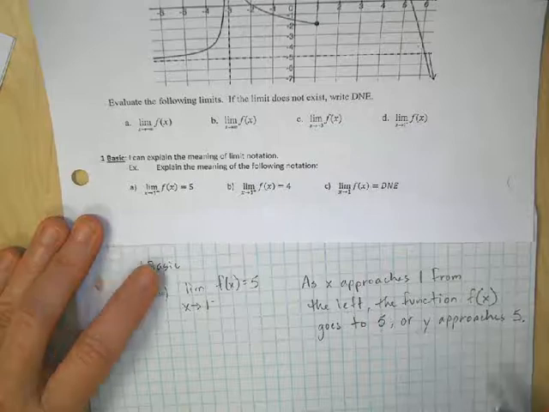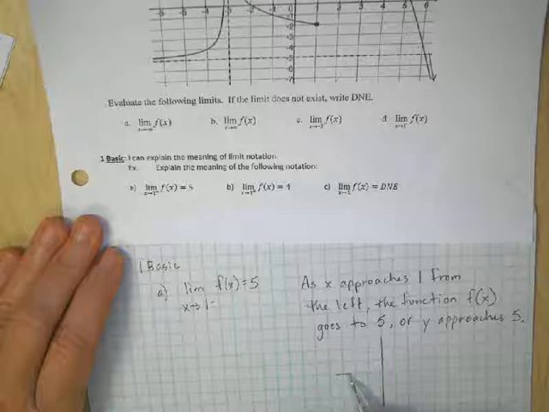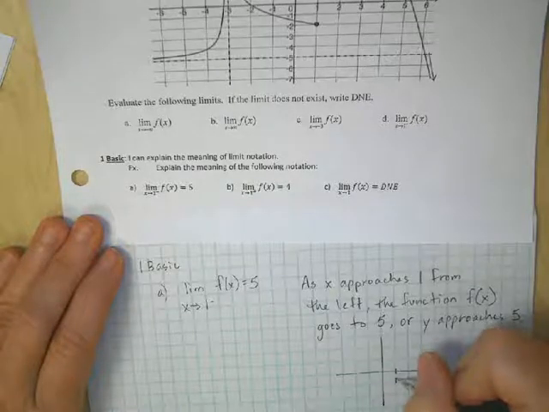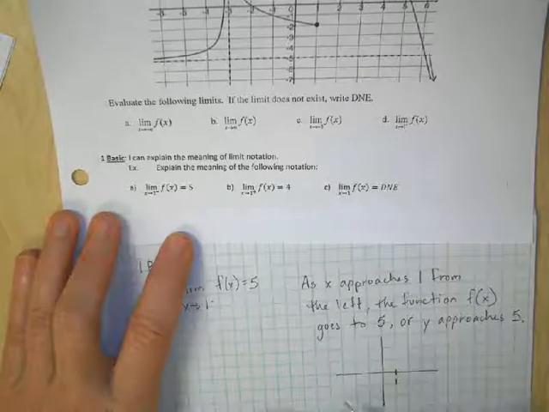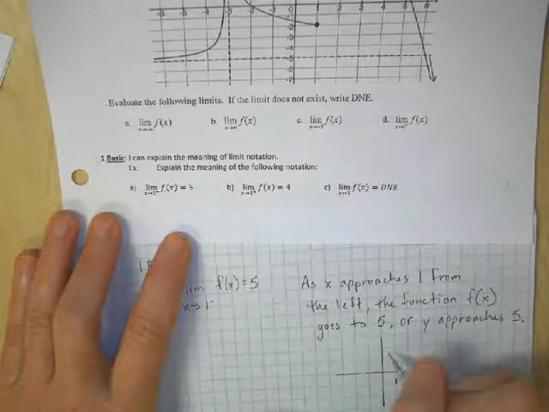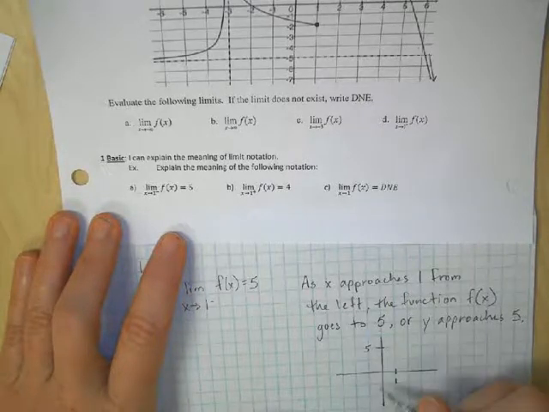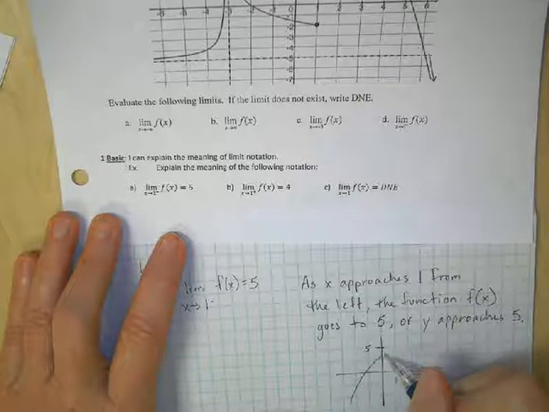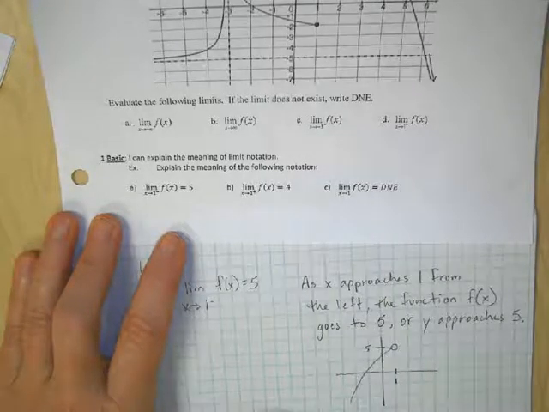5. So I could actually even make a little example of that. Ooh, that'd be a cool thing to do. So as x approaches 1, here's 1. So as I'm getting close to 1, my y from the left, my y value is going to approach 5. We'll call that 5. So my function is going to approach 5. Might get there, might not. So I could put it like a hole, and there you have it. Okay, so there's an example.